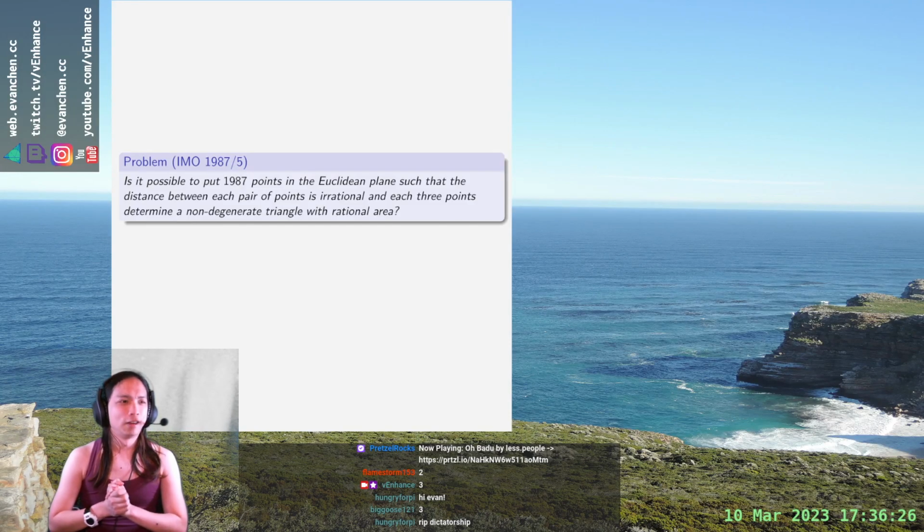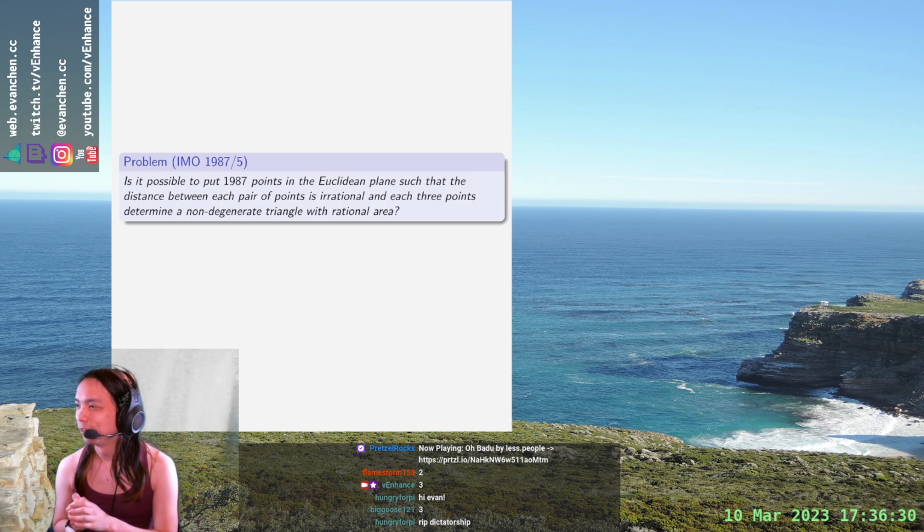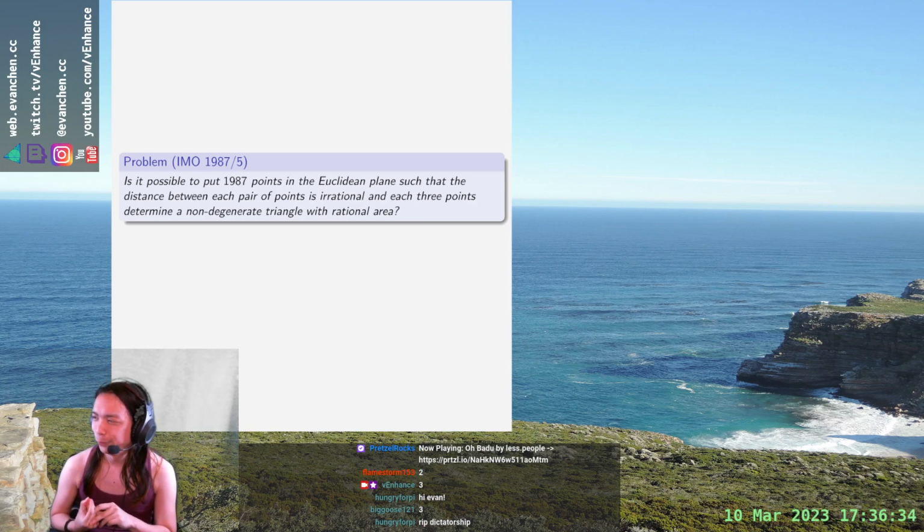All right. Welcome back. So we have a not even shortlist, this is actual IMO 5 apparently. It asks: can you put 1987 points in R squared such that every pair of points has a rational distance, and every 3 points determine a non-degenerate triangle with rational area?